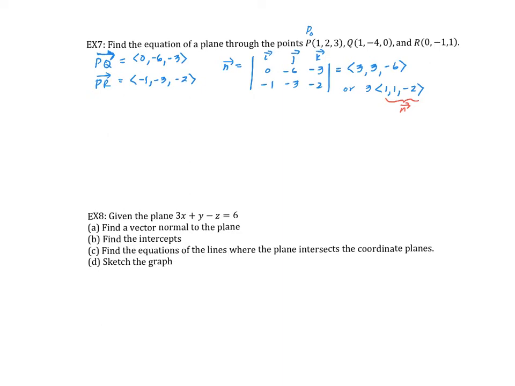So the point I'm using is 1, 2, 3. Here I have 1 times x minus 1, and then the b is going to be 1, so it's going to be plus 1 times y minus 2. And then the last one would be a -2, so it's going to be -2 times z minus 3 equal to 0. So I get x minus 1 plus y minus 2 minus 2z plus 6 equal to 0. x plus y minus 2z is going to be equal to -3, I believe. And that would be the equation of my plane.